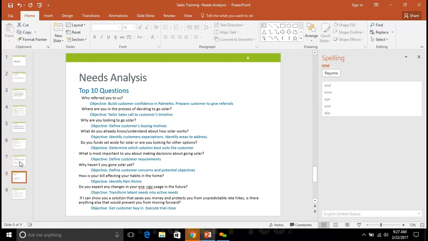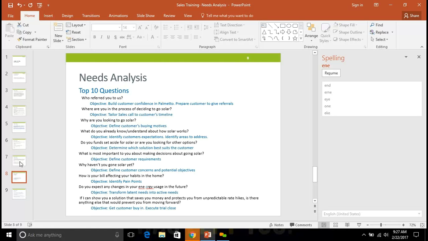Next question. Have you set funds aside for solar, or are you looking for other options? Determine which solution best suits the customer. If they say, no, we have an idea of how much it costs, we have money saved, then you know that you're probably going to propose cash. And if they have no idea, you know you're going to propose some type of finance solution, whether it's Mosaic or if you're in a market that has a PPA or whatnot.